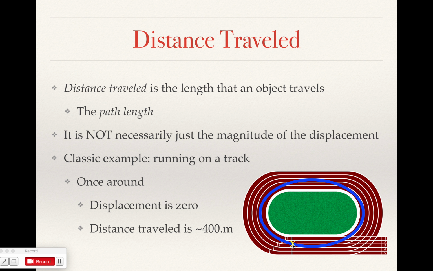However, the distance traveled is not 0. It's actually the total length of this path that you ran as you traveled all the way around. And if it's a standard track, it's going to be something around 400 meters. Of course, it'll depend on exactly what your path was, but somewhere in the neighborhood of 400 meters.